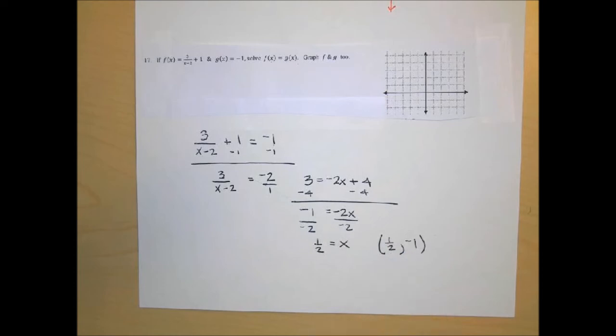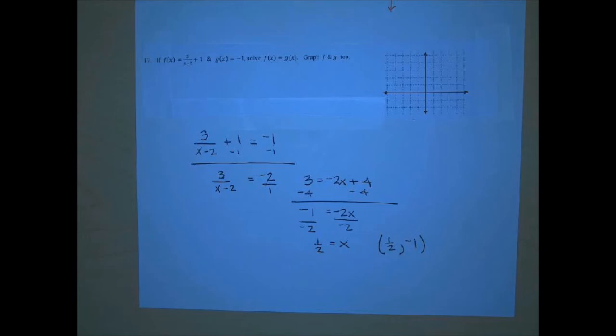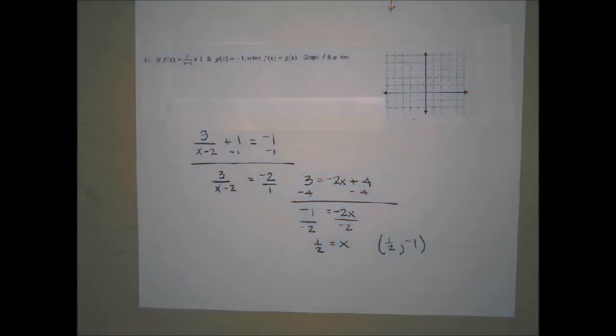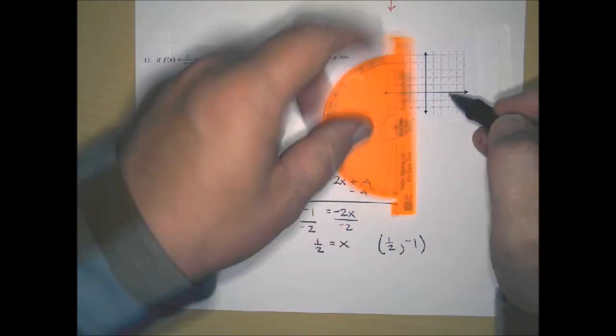Now, let's try to make sure they do that. Let's graph f of x first with a black pen. And so I'm going to have to shift my asymptotes 2 to the right.